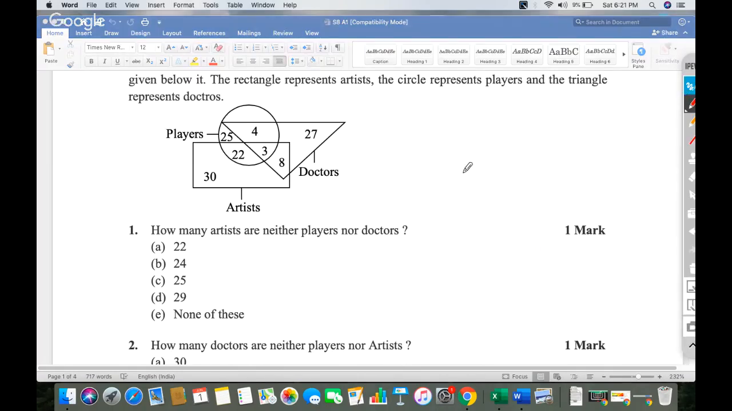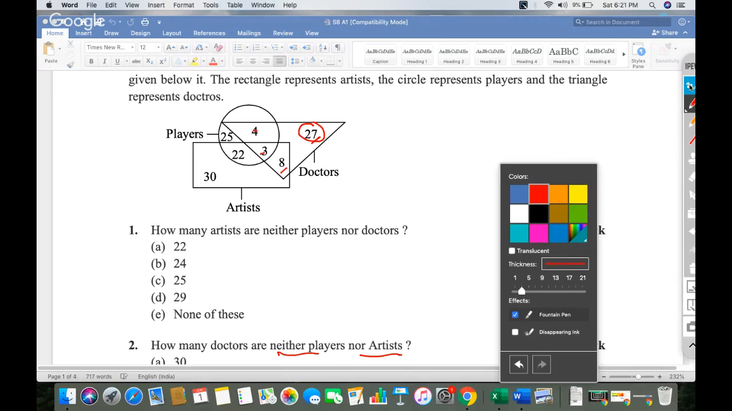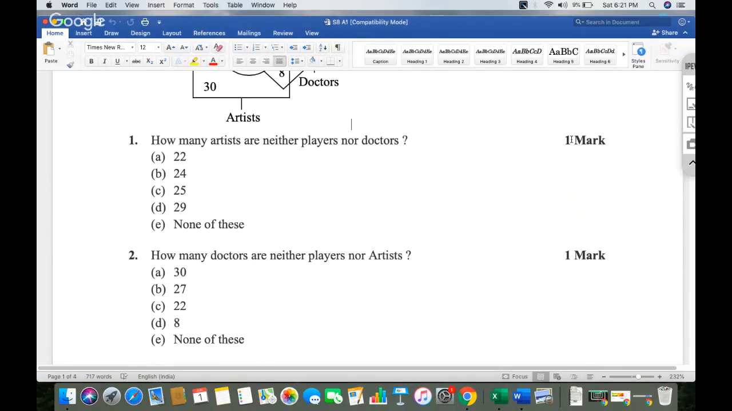Now I am asking answer for only question number 2. So give answer only for question number 2. The second question is, how many doctors are neither players nor artists? It means that part of the triangle which is not included in the rectangle and circle. So in the triangle I have four numbers: 27, 8, 3 and 4. Only 27 is that number which is not part of the rectangle and circle. So the answer here would be 27.